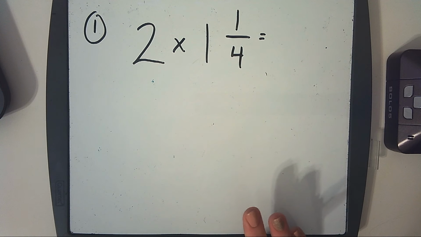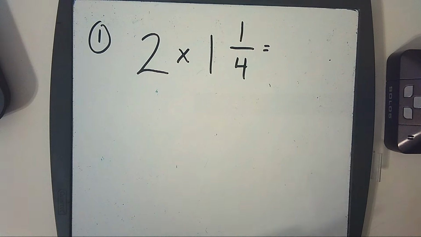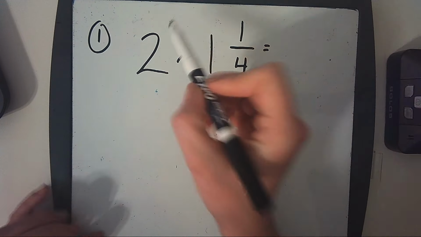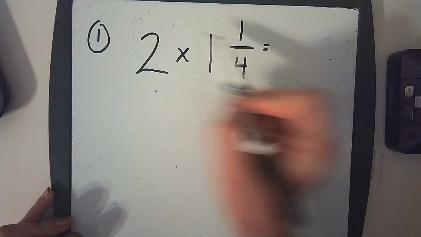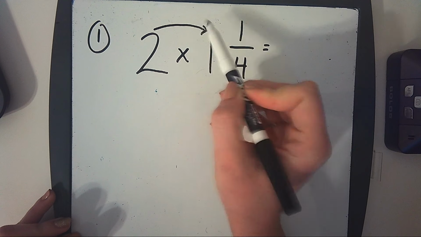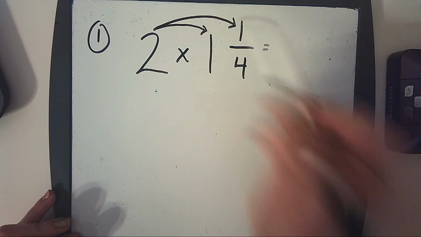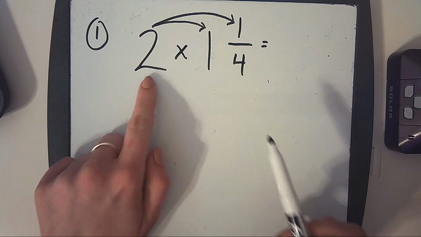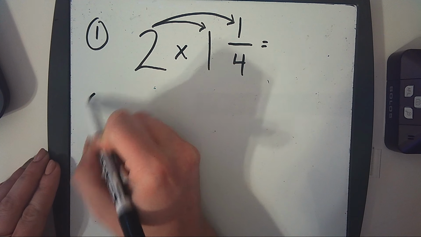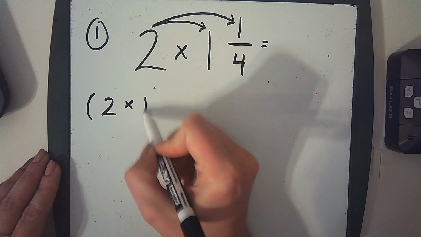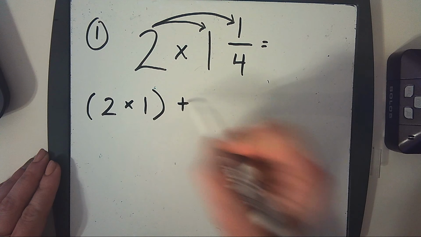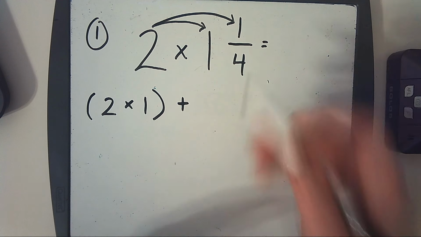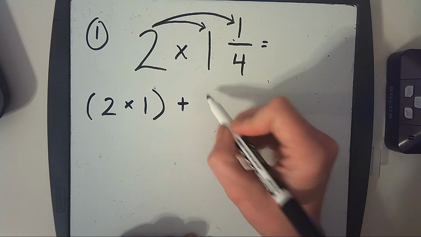So the first thing that we have been doing each time, the first step is to draw the arrows to represent the distributive property, which says that we can break apart the mixed number and multiply it by the whole number in 2 parts. So the arrows are showing us that our first equation is 2 times 1. And we'll be adding it to the answer of our next equation, which is 2 times 1/4.